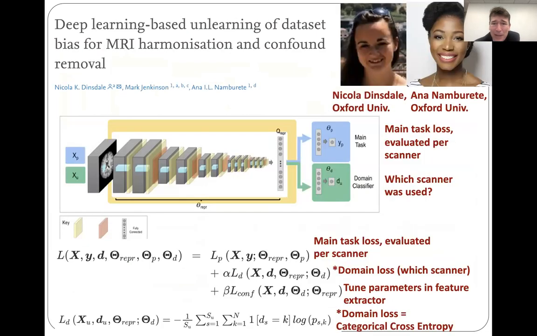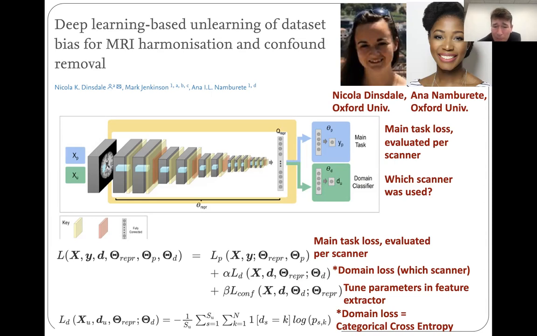Taking this a little bit further, Nicola Dinsdale and Anna Namburete have been developing CNNs that predict Alzheimer's disease, a person's age, and so forth. We call that the main task loss. But they've also been incorporating subnetworks in the deep learning models that try and predict which scanner was used for the different scans. And they try and use features for the prediction that are scanner invariant. So again, this use of an adversary that tries to detect where the data came from, adjust the feature extraction from the data, and then you end up with features that are invariant to the site where the data was collected. They also extended this to adjust for other confounds.